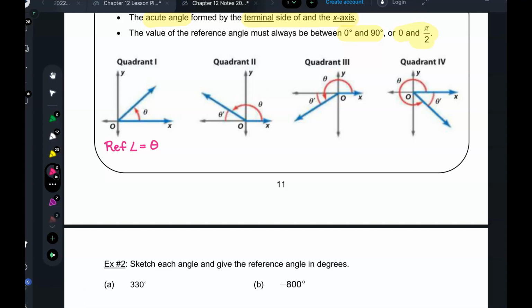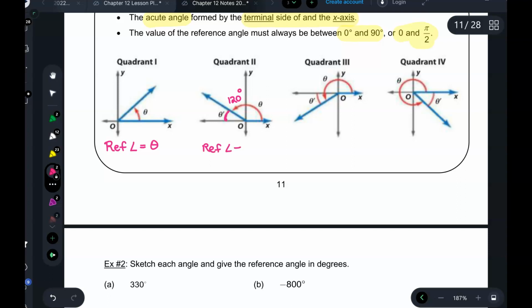Now what if our angle is in the second quadrant? What would be an example of an angle in the second quadrant? 120. So let's say this angle is 120. How would I figure out the reference angle? The angle that's here would be 60. Okay, how did you get that?